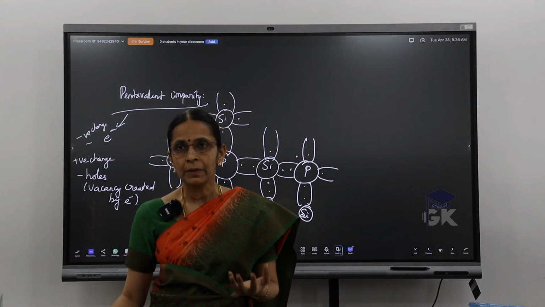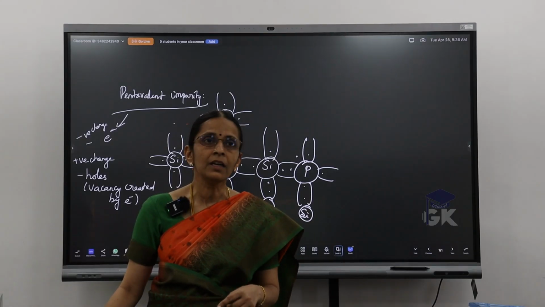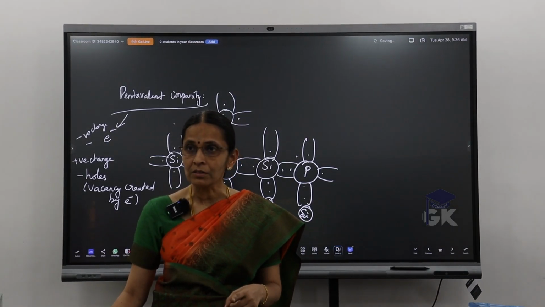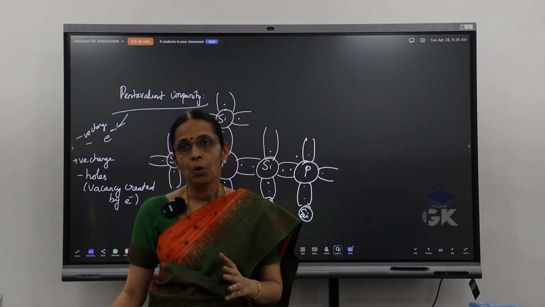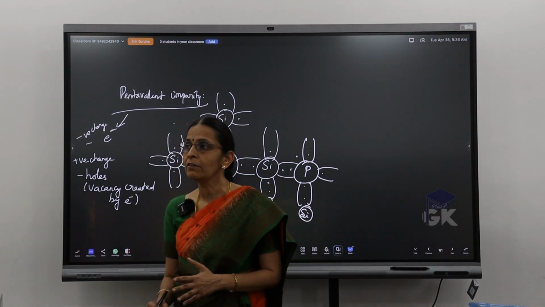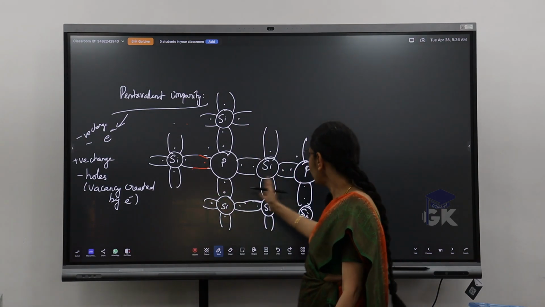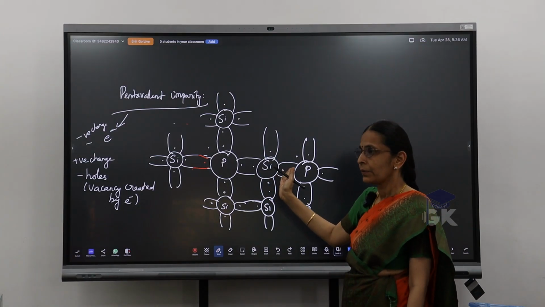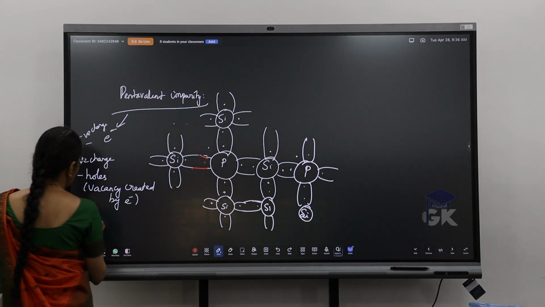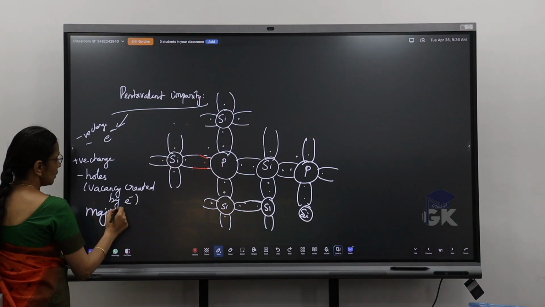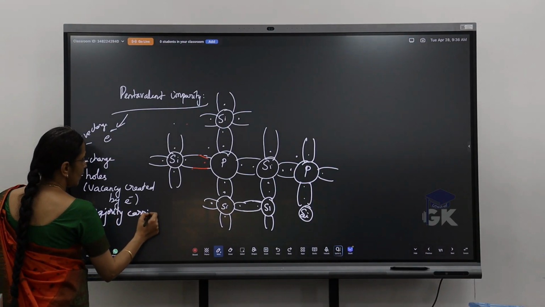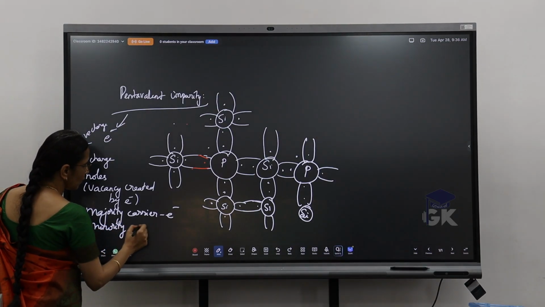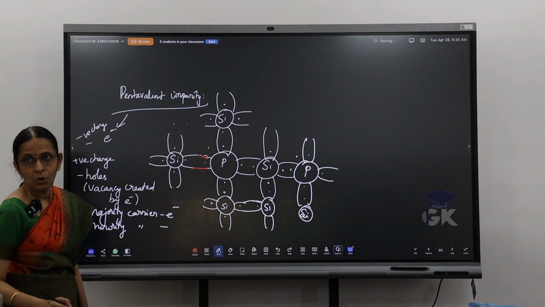If it is a pentavalent doping, the majority carriers are going to be electrons, and your minority carriers are going to be holes. We call electrons the majority because if I dope it with phosphorus, I get more free electrons available. The minority means less in number compared to the electrons, so the minority carrier will be the holes.